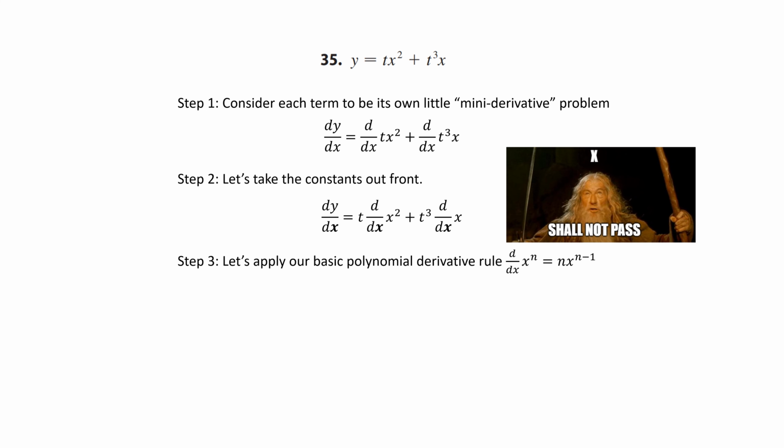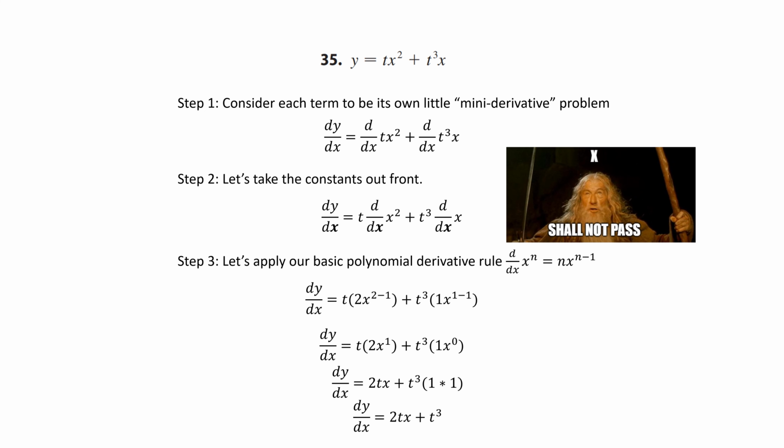And now let's apply our basic polynomial derivative rule. Here we're applying the derivative to the x because it's still inside our derivative. So we are taking the 2, putting it out in front, and subtracting 1 from it. With the second term, you have to remember there's a hidden x to the 1. So if you subtract 1 from 1, you get x to the 0, and of course x to the 0 is the same as 1. And 1 times 1 just gets you back that t cubed.